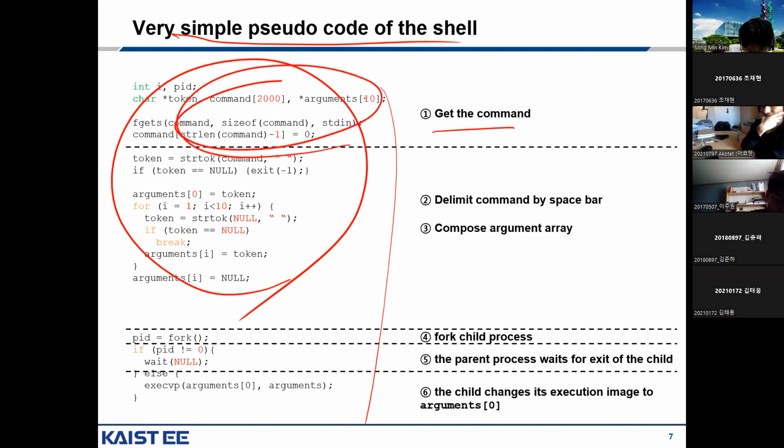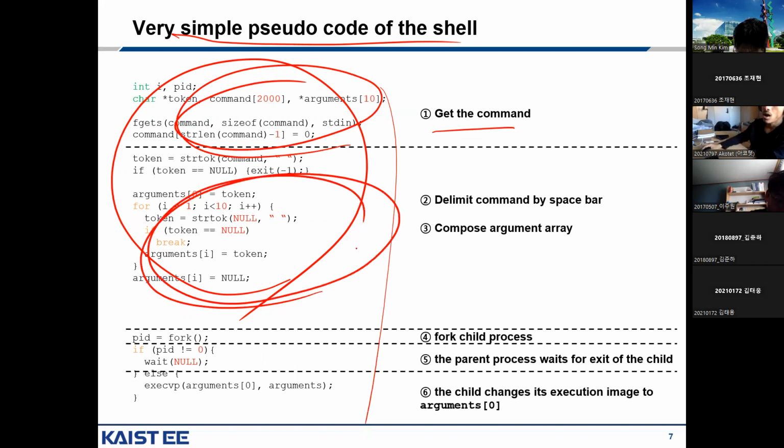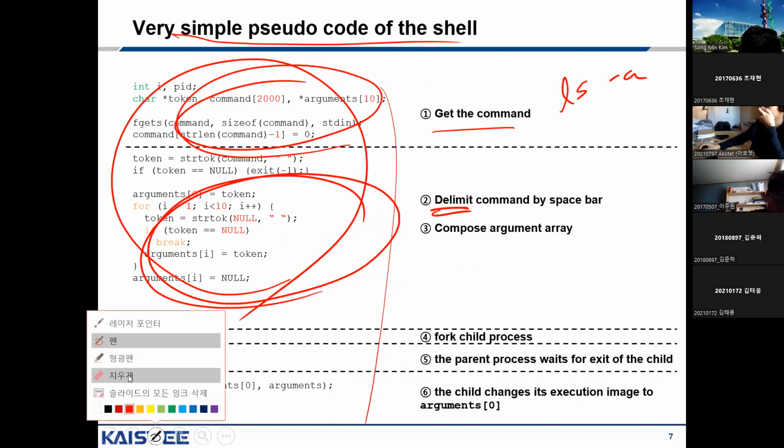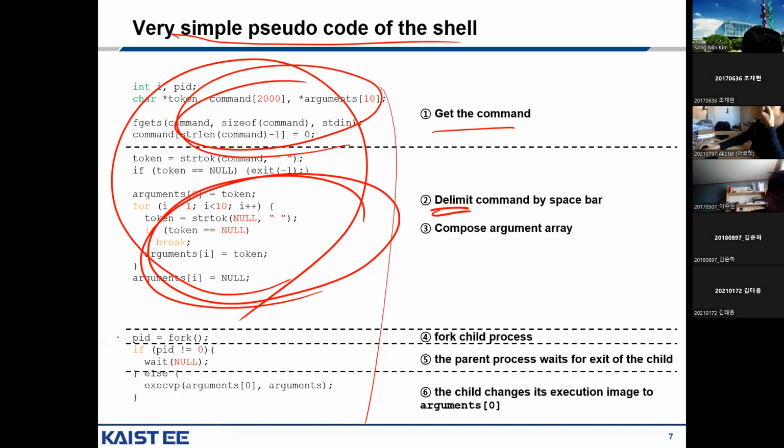First, it gets the command from the user, and it delimits the command by spacebar and composes the argument array. Delimiting means dissecting, cutting the command into smaller pieces, right? So, for example, if you do ls minus a, what you have to do is cut this into 2 pieces.